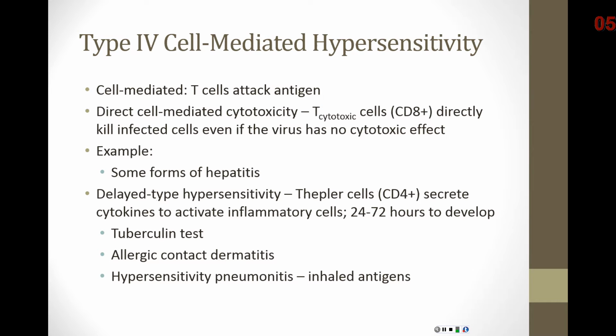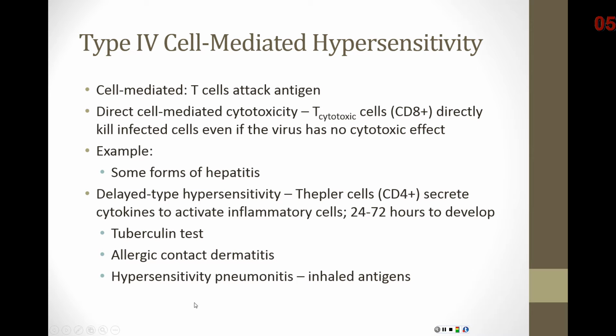This is going to involve T cells specifically attacking the antigen. It's a direct kill kind of damage. The most common one would be the forms of hepatitis, in which we see that involved there. It's also what you see if you have the TB test. Certain inhaled antigens. So this one's a little bit more profound.